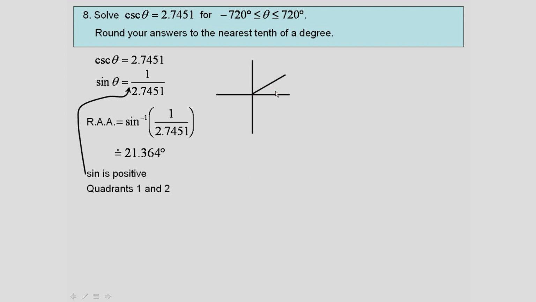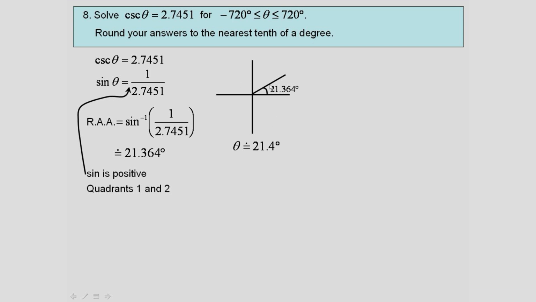Quadrant 1, related acute angle of 21.364. We need the angle in standard position, so it actually is 21.364. We can round this at this point, nearest tenth, 21.4. But that's not it, because the domain up here says we're allowed to go right down to negative 720 and all the way up to positive 720. So if we want, we can start adding multiples of 360 or subtracting multiples of 360 to our value here, as long as we stay within this domain.